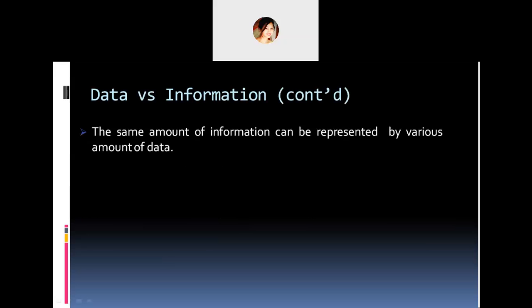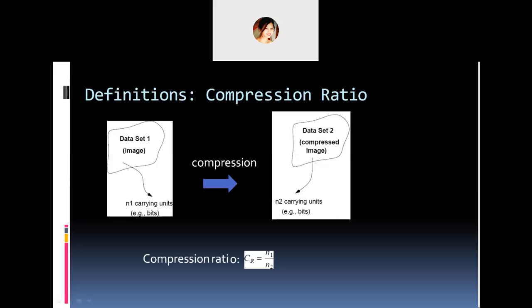Then, data versus information. The same amount of information can be represented by various amounts of data. That is, the information which you already know can be represented by different amounts of data. So you can use the same information to display different types of data. That is data versus information.